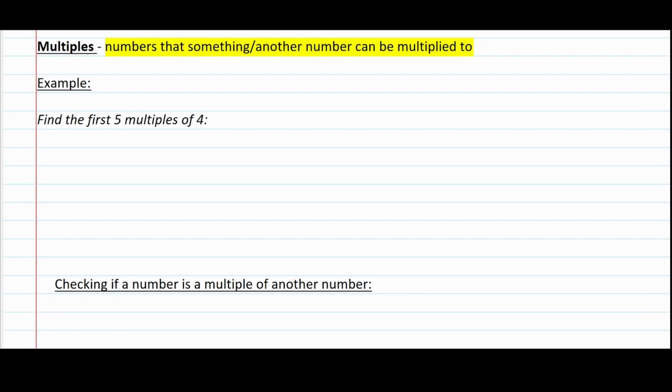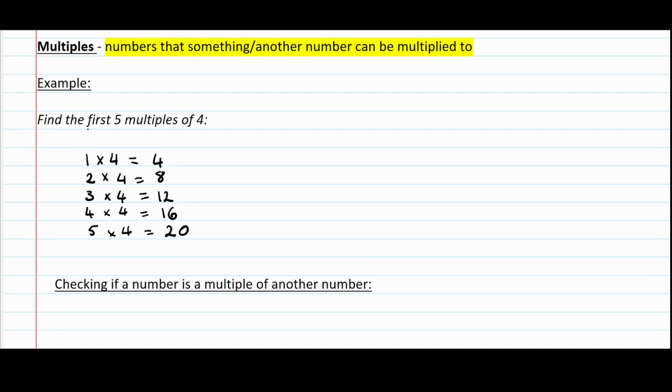So what are multiples? Multiples are numbers that another number can be multiplied into. For example, if you want to find the first 5 multiples of 4, you'd want to look at the first 5 times table of the number 4. You'd want 1 times 4, which is 4. 2 times 4, which is 8. 3 times 4, which is 12, 4 times 4, which is 16, and 5 times 4, which is 20.